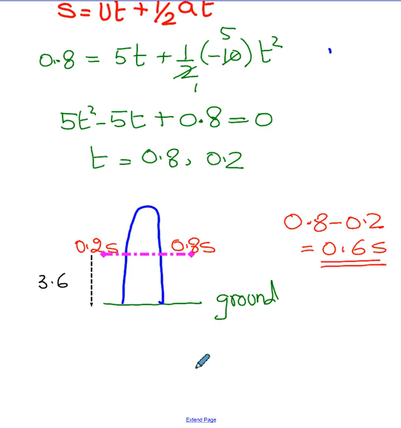Right? So find the length of the time. You need to subtract 0.8 minus 0.2 second. It means it was above the ground, 3.6 meter above the ground for the time period 0.6 seconds. Right? So I hope you understood the concept.